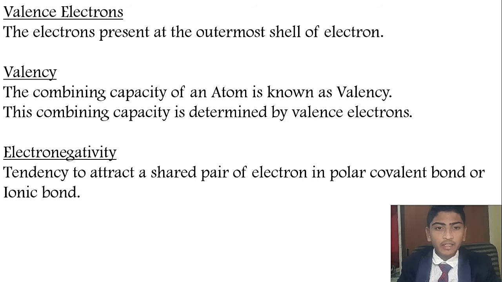Now, electronegativity means the tendency to attract a shared pair of electrons in a polar covalent bond or ionic bond. It means electronegativity is the power or tendency to attract the shared pair of electrons. There will be a shared pair of electrons in a polar covalent bond or ionic bond, which will come at the end of the video, so please watch until the end. This tendency to attract the shared pair of electrons is known as electronegativity. How to know electronegativity? There is a simple trick: remember electronegativity until chlorine. If you remember until chlorine, it is very easy.